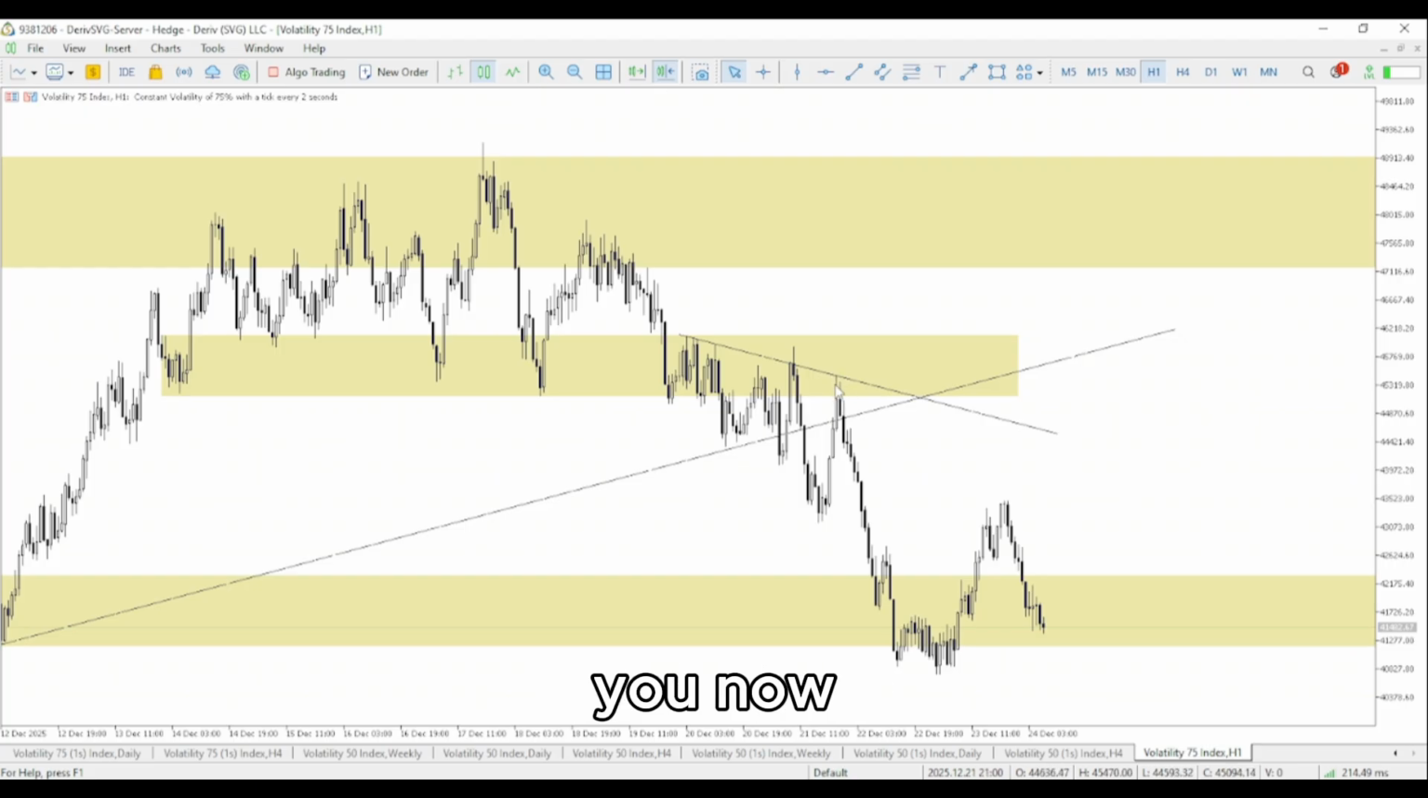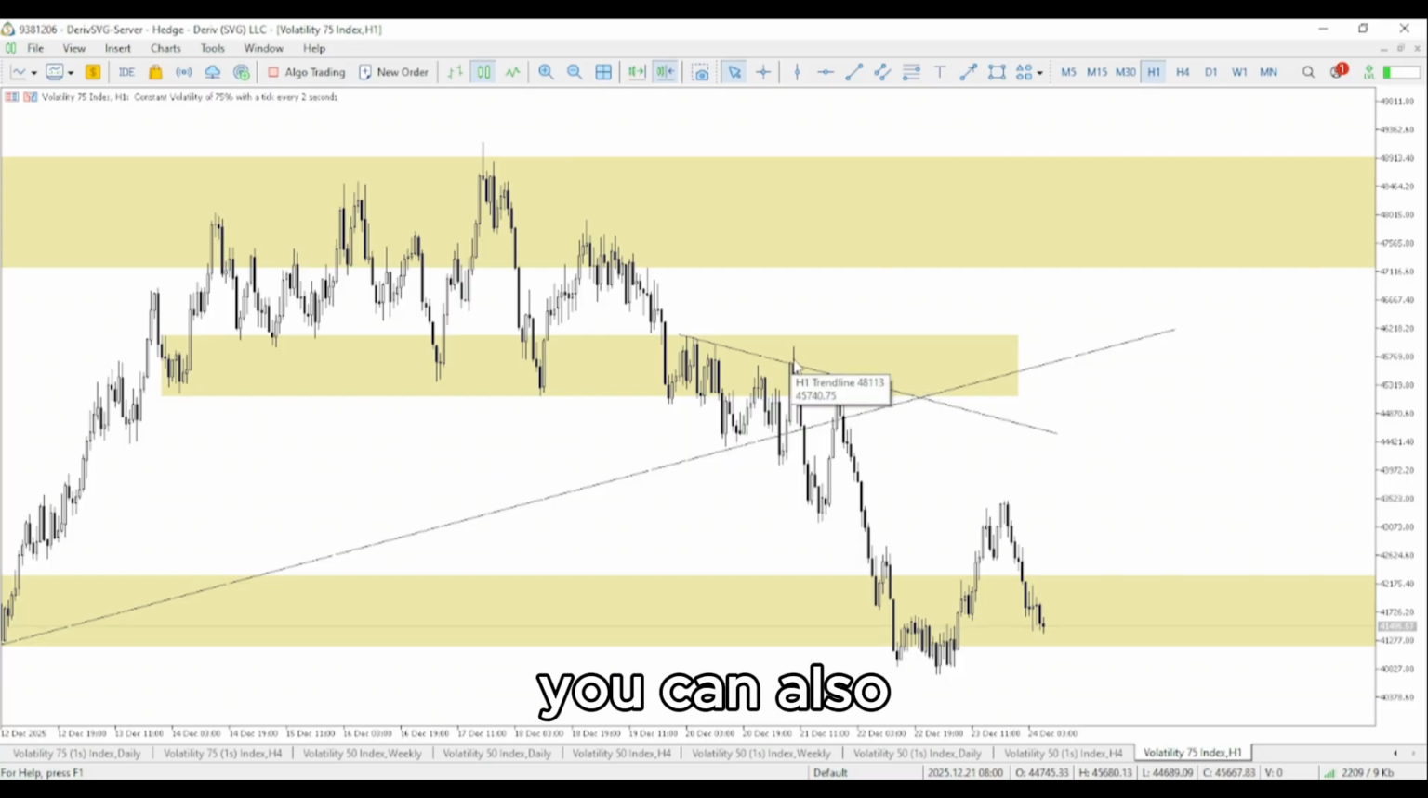This is where you now look for your sell entry form. Why? Because it is a third touch. You understand? This is where you look for your sell form. So you see this place right here. This is where you look for your sell from.